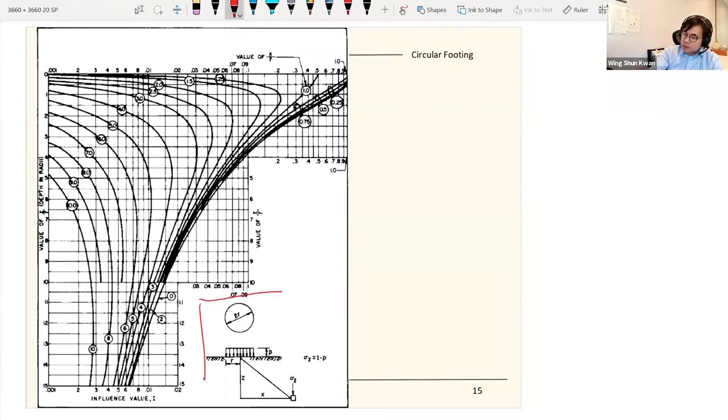This is the part that you need to understand, the terminology and so on. So this is the circular footing right here, with a radius of R. That's why R stands for the radius. And this is the loading, the loading circular footing. And we are talking about a point at a depth below the loading and a distance away. So pretty much we look at this point. This is the point of interest.